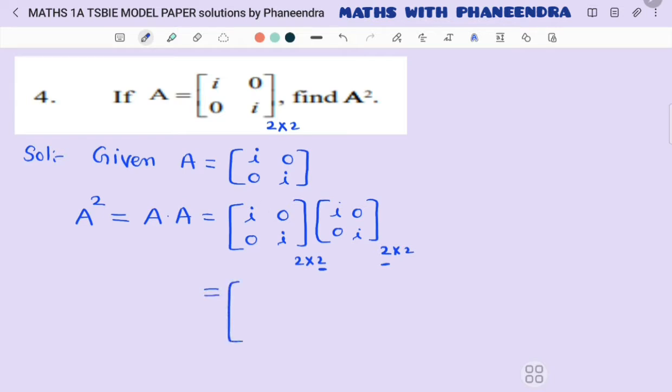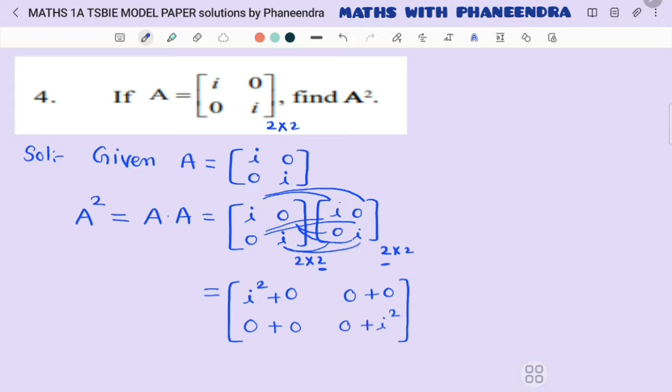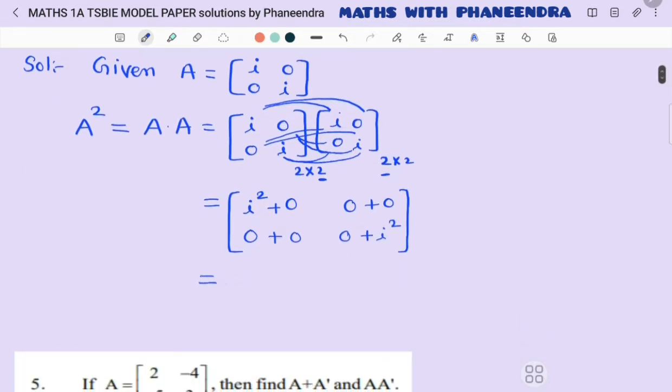So i into i is i square, 0 into 0 plus 0. Next i into 0, 0. Next 0 into i, 0. Next i into 0, 0. Next 0 into 0, 0. i into i is i square. So which is equal to [i square, 0; 0, i square].